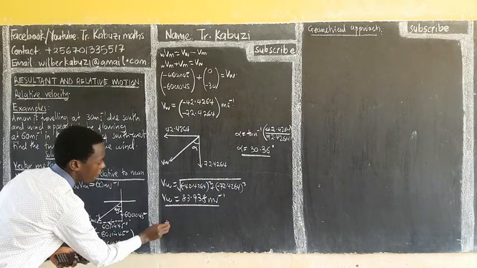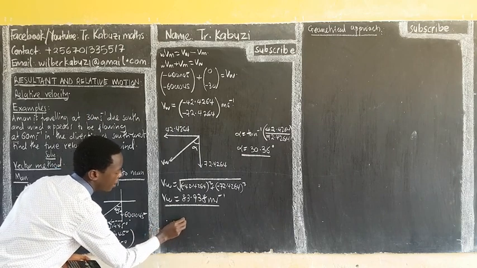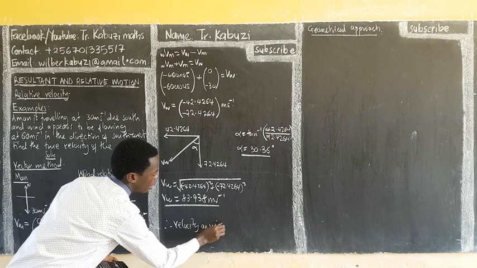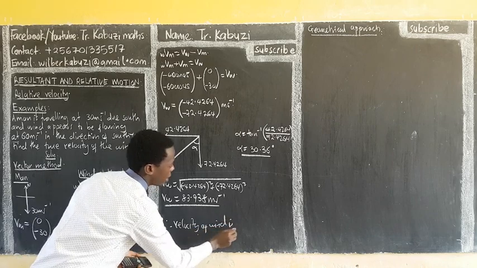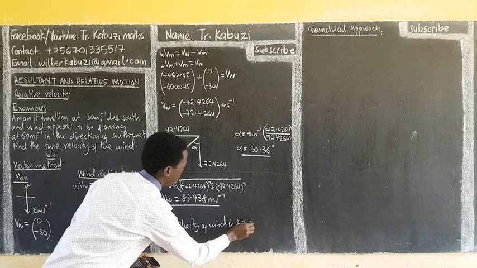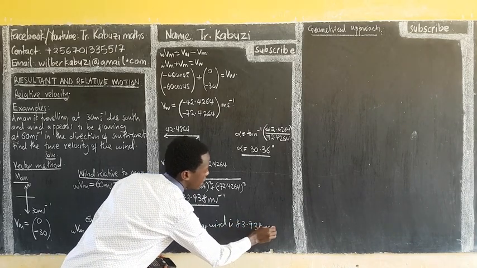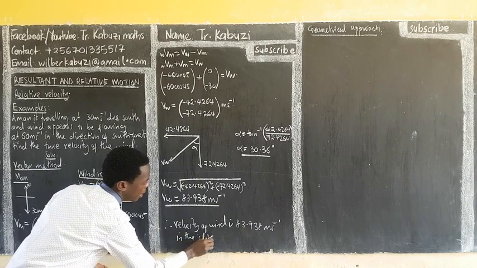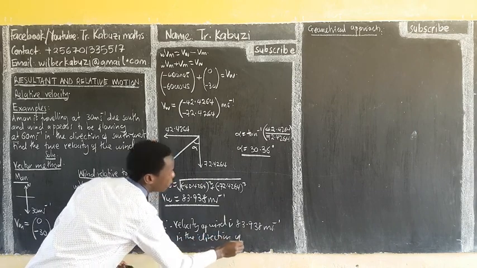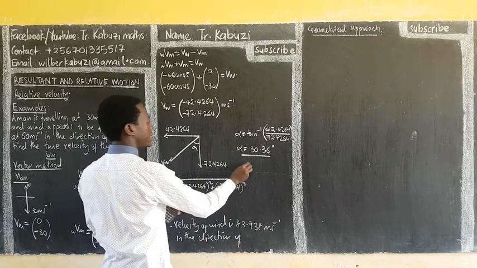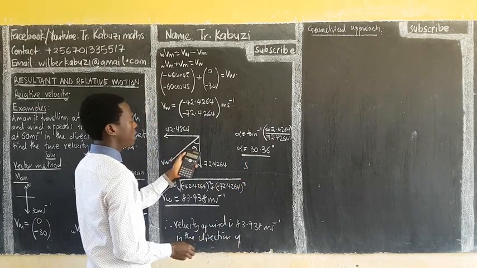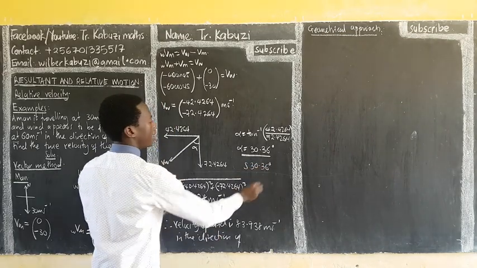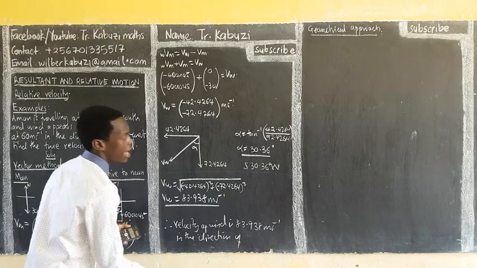So therefore, the velocity of wind is 83.938 meters per second in the direction of, now this one you see, we are going to say south, you see it's going this side, but 30.36 degrees towards the west, as simple as that.